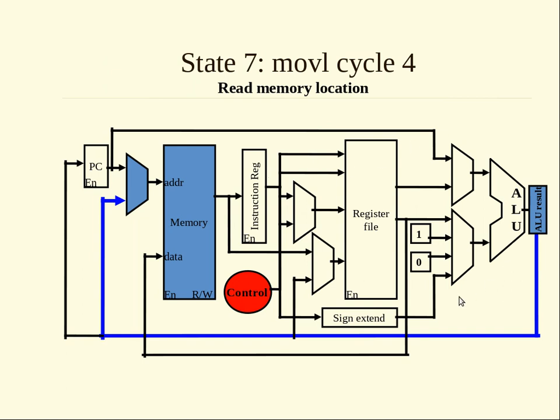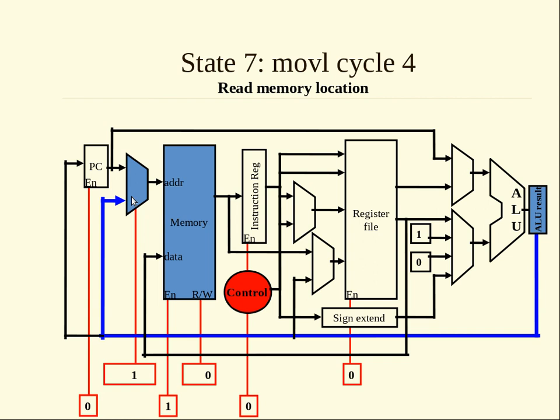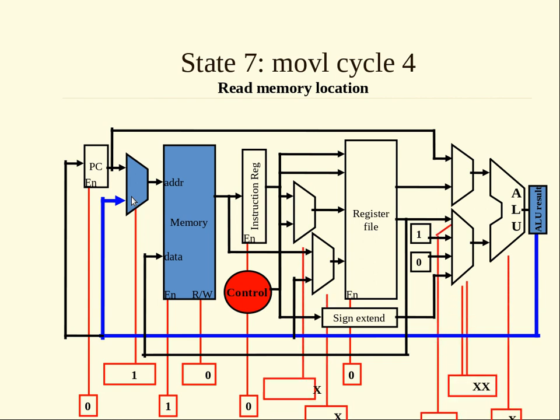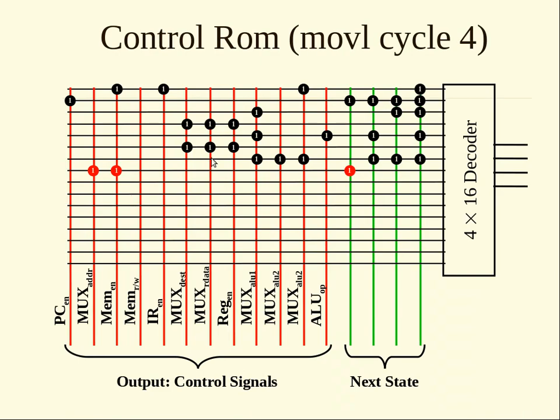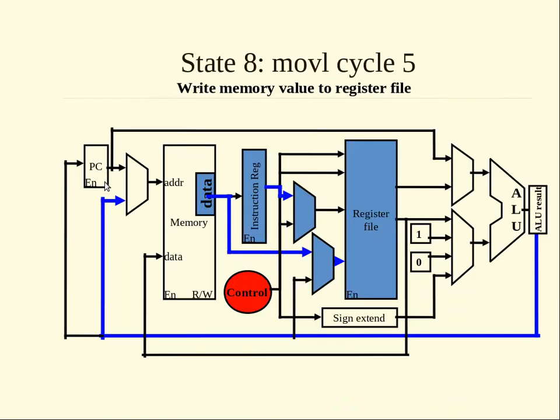Then cycle 4 is where we actually use the ALU result in order to figure out what address we're going to read from. So there comes the address. We're going to go ahead and read from it. And then we go ahead and disable everything else because we're not using it. And then once those are disabled, we kind of don't care about their inputs. So again, make sure we're going to the next state here. We enable the memory.